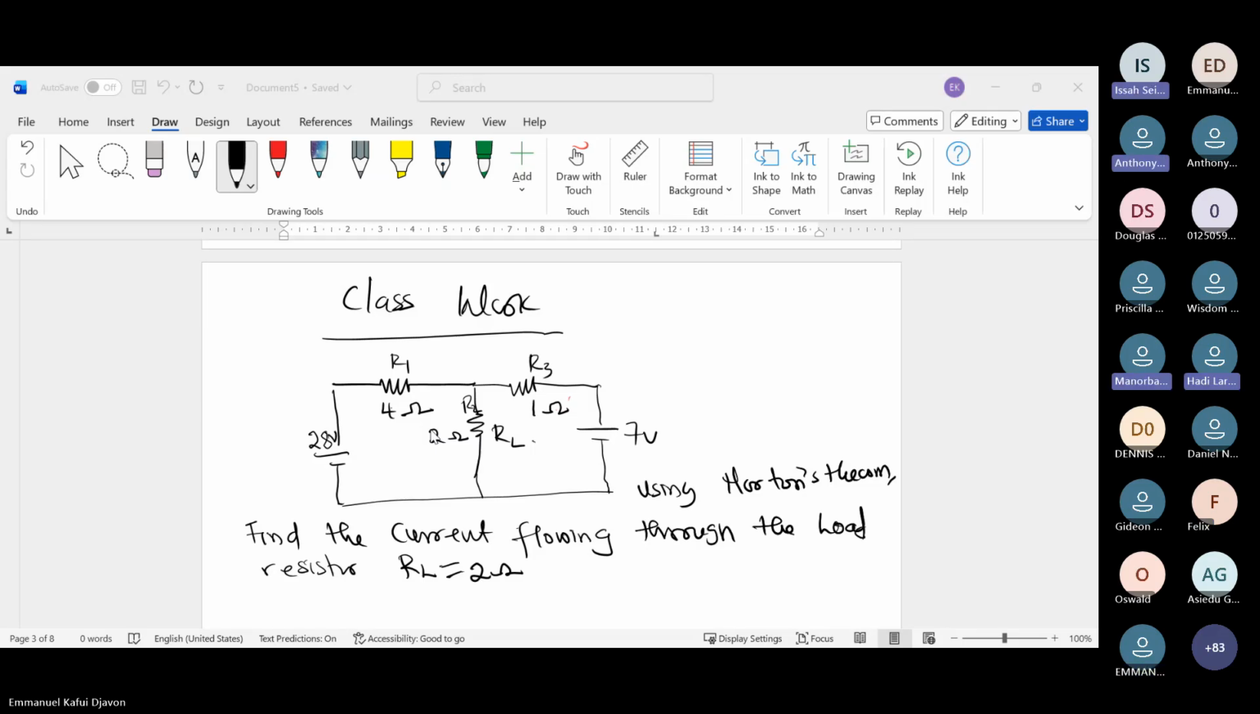The current across the resistor is 0.57. Yeah, the current you do this way: voltage over the load resistance. Watch it again. You do the current as voltage over the load resistor. So that will be 1.14 over 2. So you get 0.57.